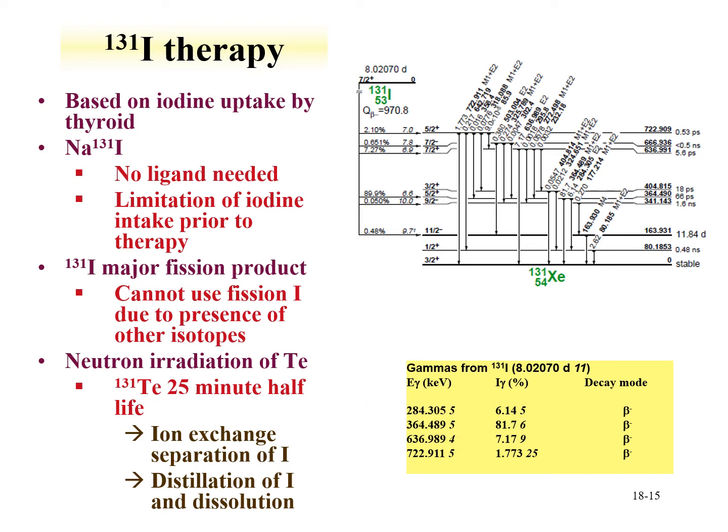Since fission product iodine cannot be used, neutron irradiation of tellurium is used to produce the iodine. Iodine is the daughter from the beta decay of tellurium-131, which has a 25-minute half-life. So elemental tellurium, which contains tellurium-130, is irradiated. That produces your tellurium-131. That decays with a 25-minute half-life to iodine-131. And the iodine can be separated from the tellurium either by ion exchange or distillation and then subsequent dissolution of the iodine.